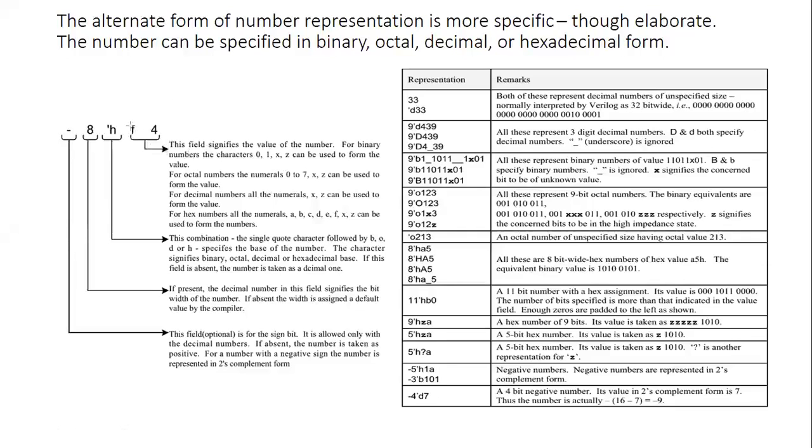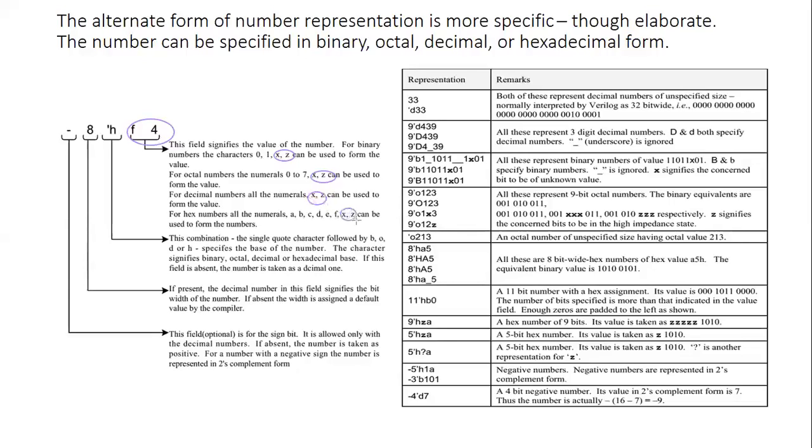For octal numbers, the digits are from 0 to 7. For hexadecimal, it is 0 to F. For decimal, it is 0 to 9. And for binary, it can be 0, 1. And for all the other combinations, X and Z can also be used.